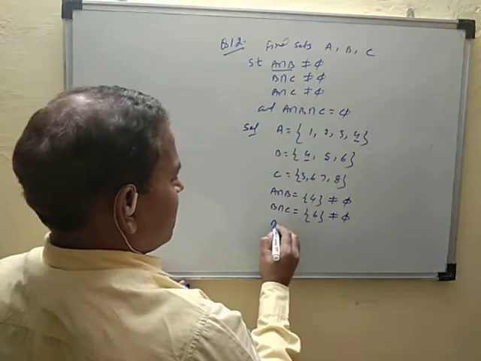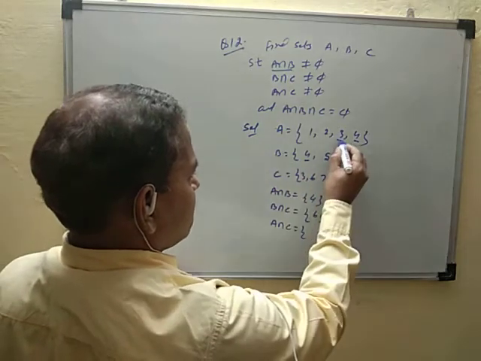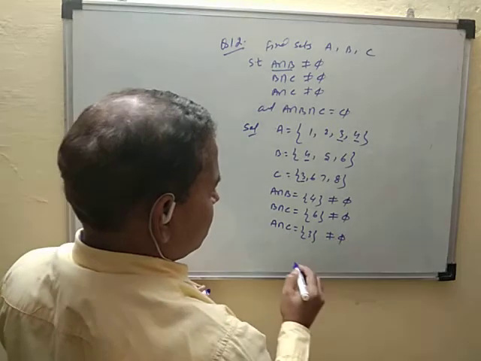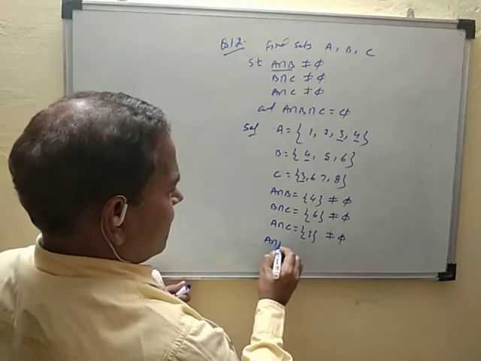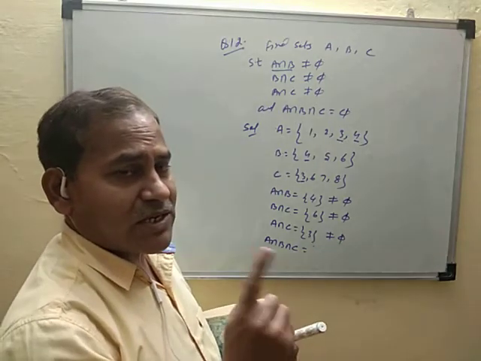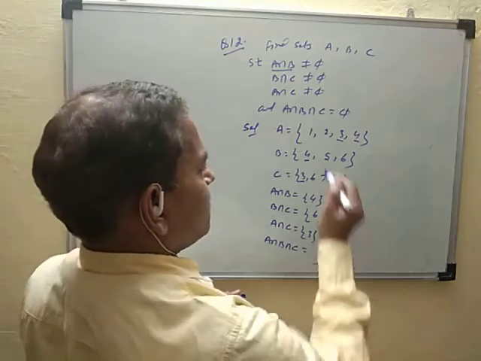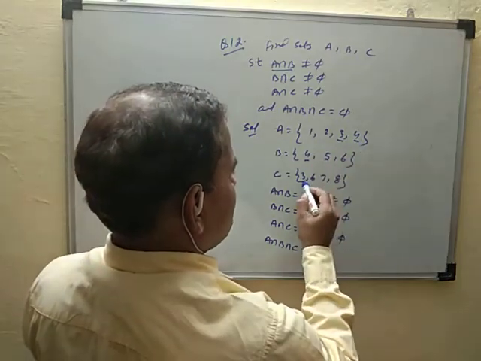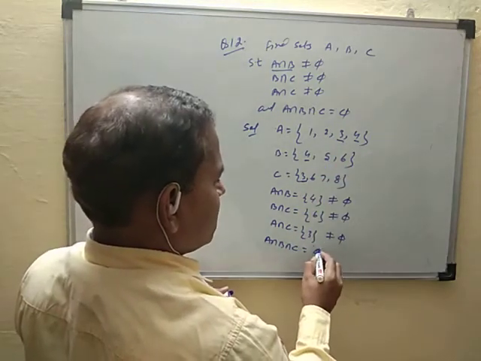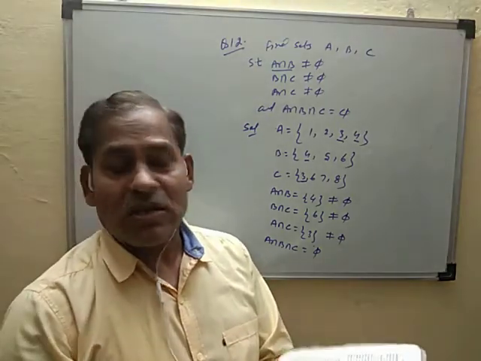Now find A intersection C. What is common between A and C? 3 is the common element, which is also not phi. Now find A intersection B intersection C. That is, what is the common element between A, B and C? No common element. Here 3 is common to A and C, but 3 is not in B. So there is no common element between A, B and C, so A intersection B intersection C is equal to phi. So this is the required set.